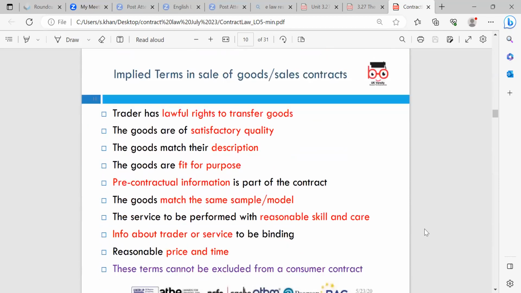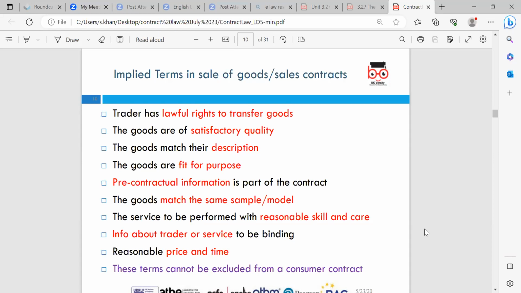Then we've got implied terms in a sale of goods sales contract. So the trader is the main one who has lawful rights to transfer goods. The goods are of satisfactory quality. The goods match their description. So, if you're selling a box of chocolates or a perfume and the perfume doesn't match its description, the bottle's different, then there is a breach there. The goods are fit for the purpose. So you buy a Hoover, and you expect the Hoover to pick up the mess on the floor. And if it doesn't do that, then there are implied terms there.